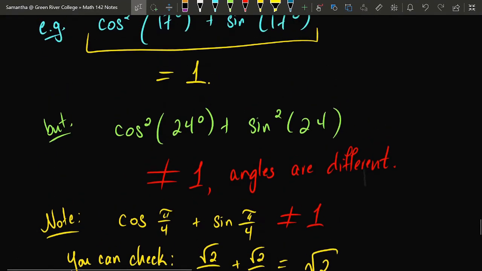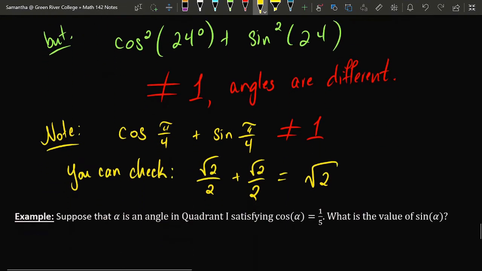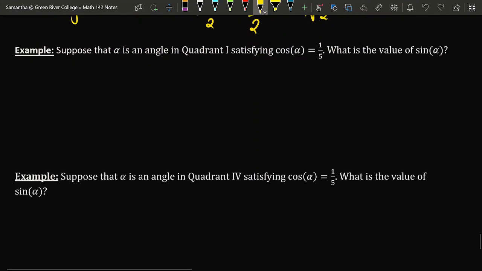In addition to giving us ways to simplify complicated expressions like this one, the Pythagorean identity can be used to get the value of sine from the value of cosine and vice versa. For example, suppose that we have an angle alpha, and we don't know exactly what the angle is, but it's pointing somewhere into quadrant number 1. So it's pointing somewhere into this location here, where both x and y are positive.